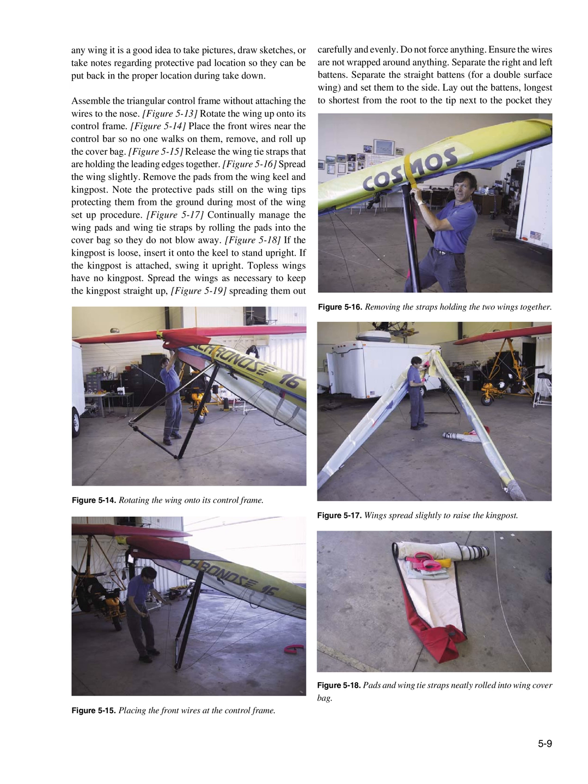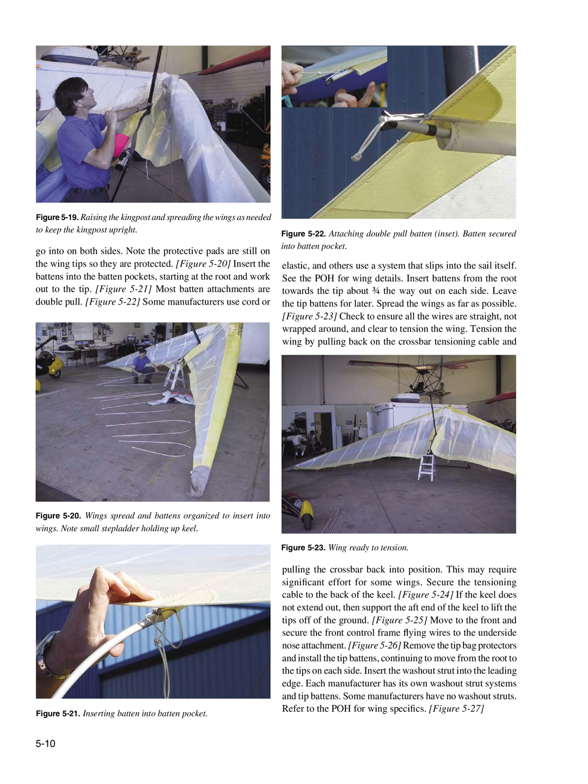Spread the wings as necessary to keep the king post straight up, Figure 5.19, spreading them out carefully and evenly. Do not force anything. Ensure the wires are not wrapped around anything. Separate the right and left battens. Separate the straight battens, for a double surface wing, and set them to the side. Lay out the battens, longest to shortest from the root to the tip, next to the pocket they go into on both sides.